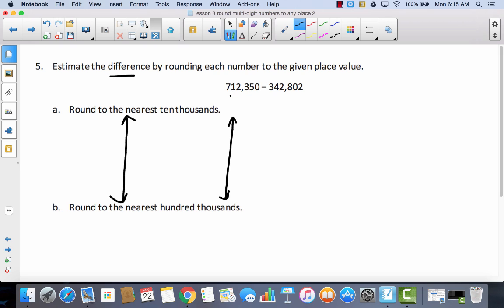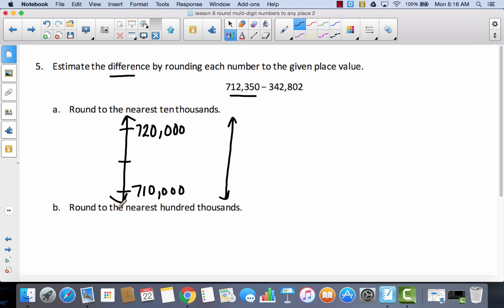And I'm going to begin by rounding 712,000 to the nearest 10,000s place. So 712,350. In the 10,000s place, I have a 1. So this will be 71 10,000s, and one more would be 72 10,000s.